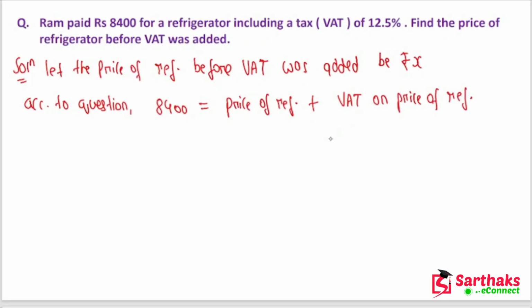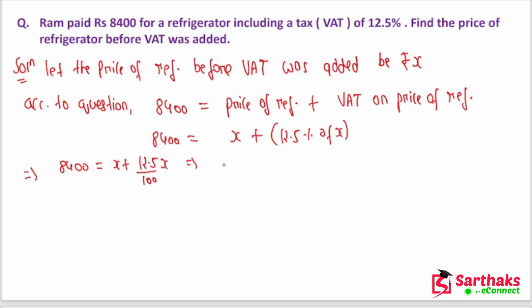The question says that Ram paid rupees 8400, but for what? For the price of refrigerator including VAT, that is tax on the refrigerator. So he paid 8400 rupees for the price of refrigerator, that is X, plus VAT, that is 12.5% of X. So you can very well see that 8400 rupees is equal to X plus 12.5 upon 100 into X. Solving it, we will get X plus 125 upon 1000X is equal to 8400. Taking the LCM, we get 1125X whole upon 1000 is equal to 8400.